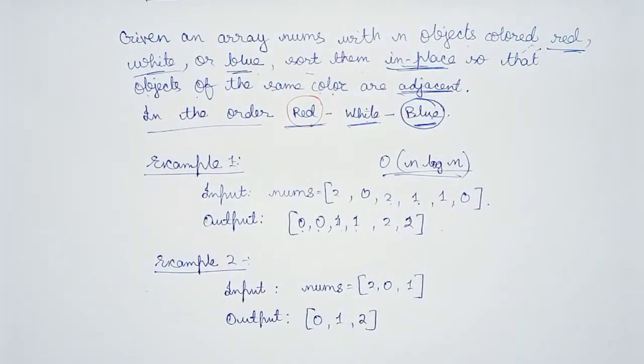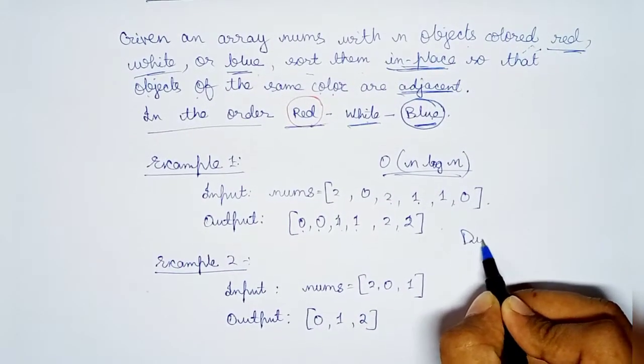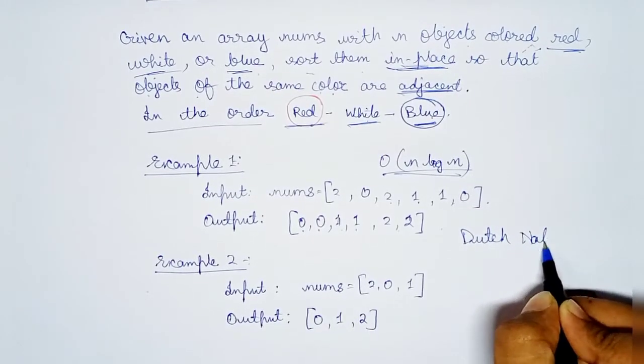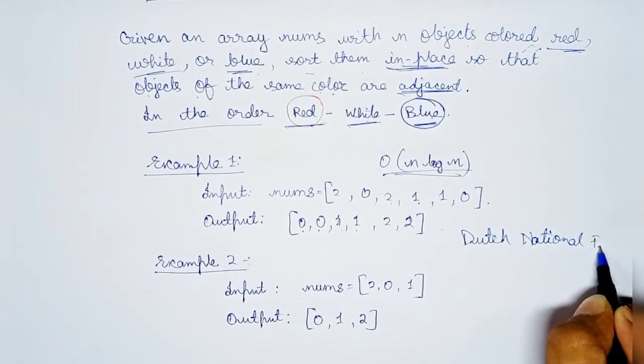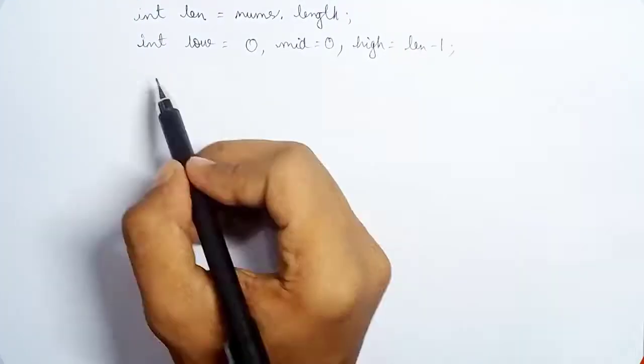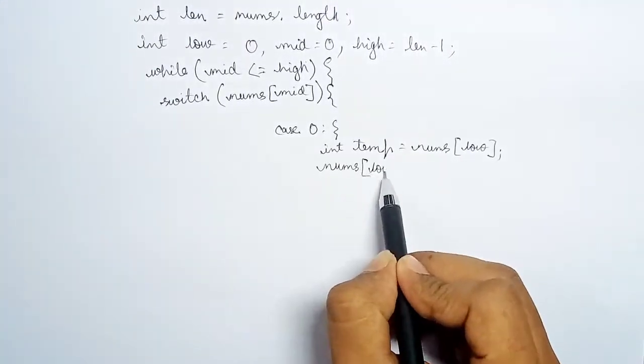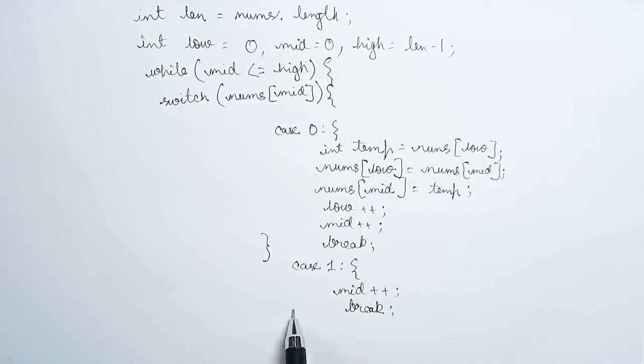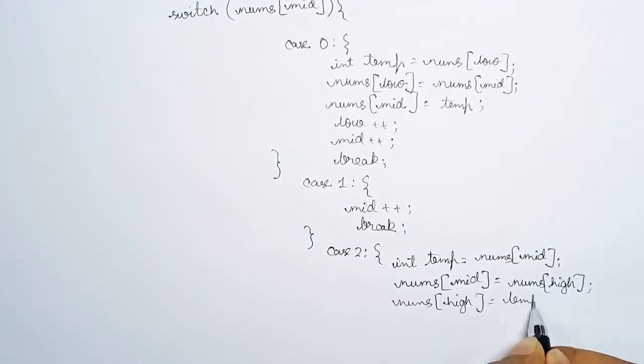We will use an algorithm called the Dutch National Flag algorithm. Let's see how it works. We will directly look at the code and understand how this algorithm actually works. Now let's have a breakdown of that code.